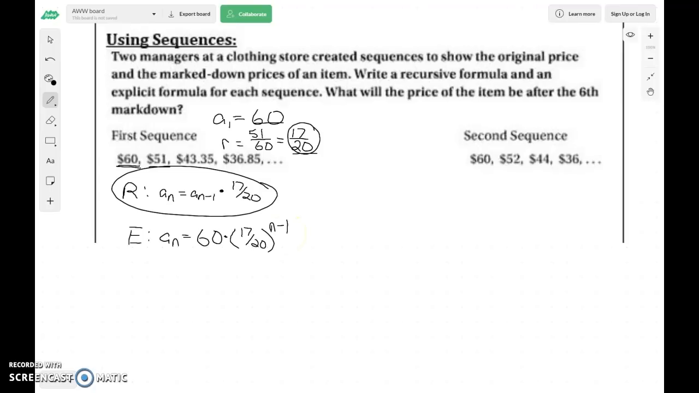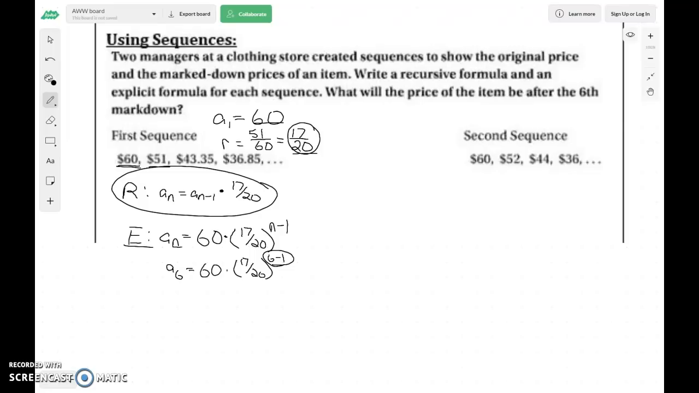Now when we get ready to find the 6th term in the sequence, we're going to use the explicit formula. So the 6th term means that I'm going to substitute 6 in for n. So that's going to be a sub 6 is equal to 60 times 17 over 20 to the 6 minus 1 power. So when I type this into my calculator, all I'm going to do is type in 60 times 17 over 20. And then I'm going to go back out. I'm actually going to simplify this 6 minus 1. 6 minus 1 is what? 5. So I'm going to raise it to the 5th power.